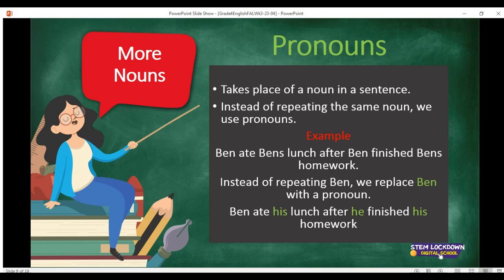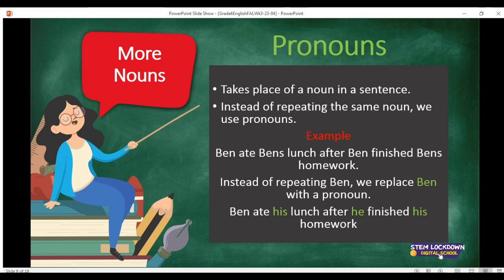Oh, and I see I'm missing my full stop there. I hope you noticed that. So can you see now when I've got Ben's, this is showing me that that's his lunch because it belongs to him. So when you've got Ben's lunch, it's showing me the lunch is his. That's why I used his over here. When we just said Ben, it's not showing me that Ben owns finished. I just use he.